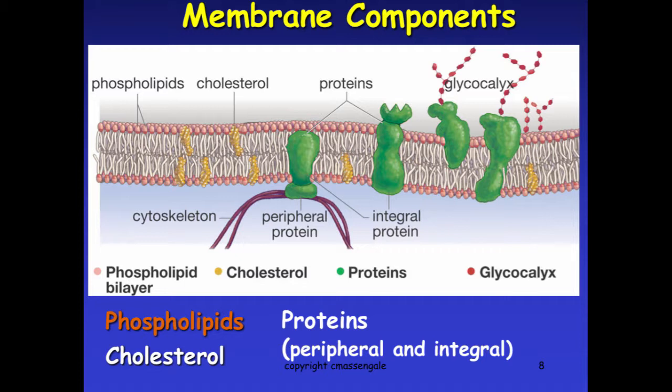The integral proteins, which are the ones that go all the way through, these are vital to that homeostasis and that semipermeable property, because these are the proteins that allow passage of specific materials into and out of the cell. And as we get into that, we're going to talk about the different types of transport, passive and active, but just know that both are involved in this integral protein.